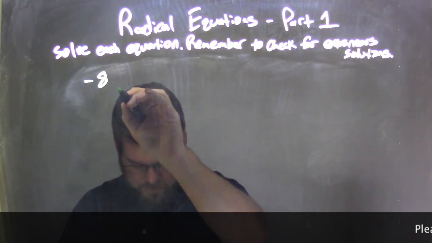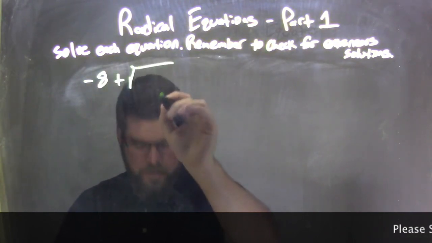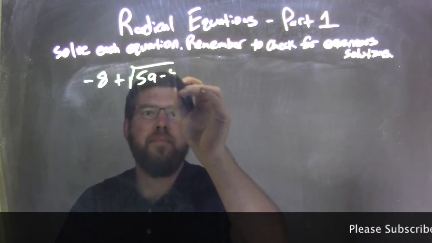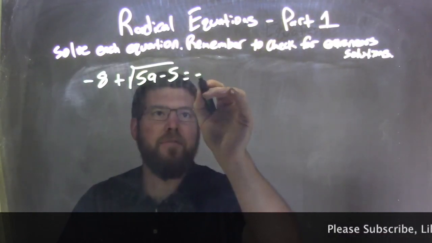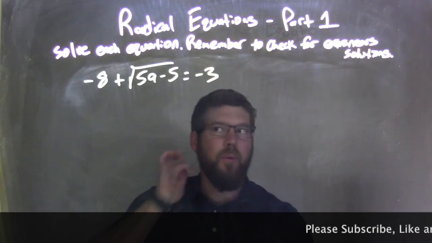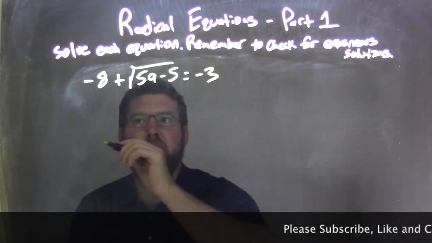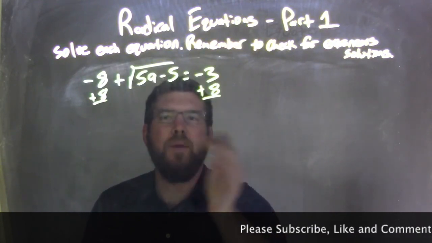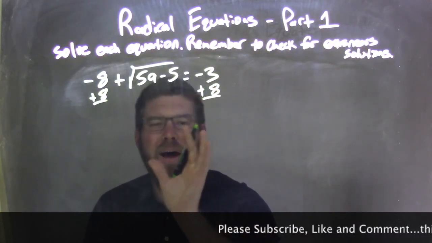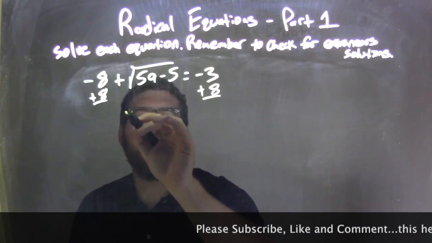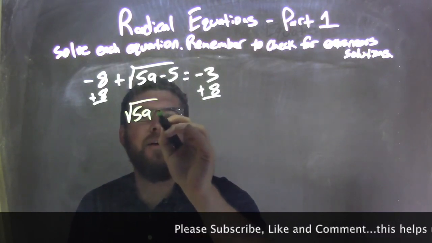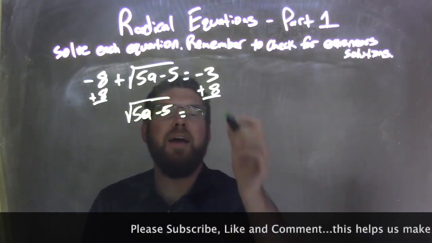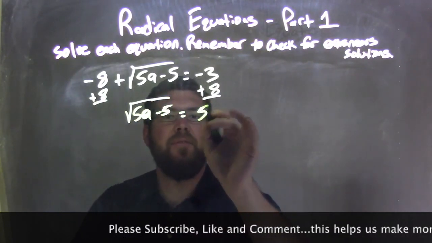Negative 8 plus the square root of 5a minus 5 equals negative 3. So I want to get a by itself. So my first step is actually adding an 8 to both sides here. I can only square both sides with a square root if it's isolated. So I'm left with the square root of 5a minus 5 inside of the square root equals negative 3 plus 8, which is 5.